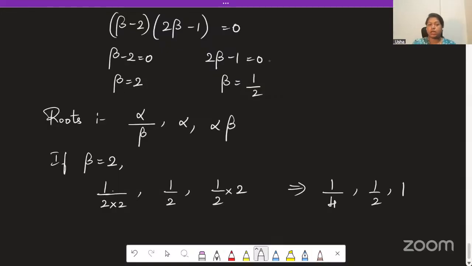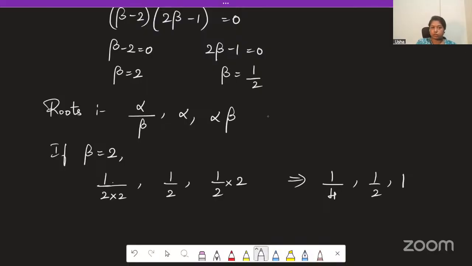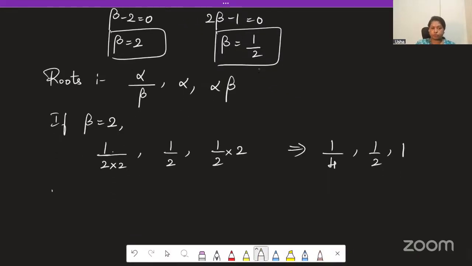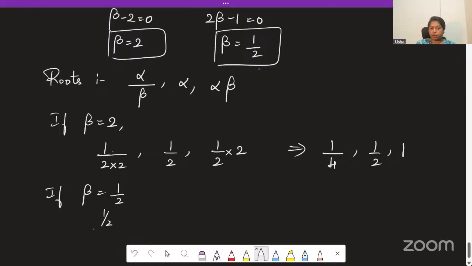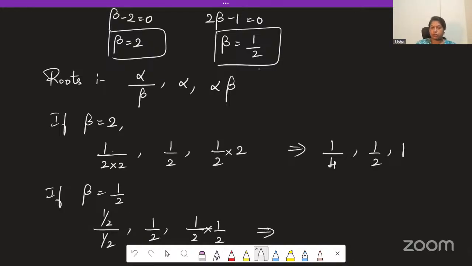These are the roots. If you take the other root, that is beta equals to half, same roots you will get in reverse order. If beta equals to 1 by 2, then alpha by beta, 1 by 2 by 1 by 2 gets cancelled. Alpha is 1 by 2. Then alpha into beta, alpha is 1 by 2 into beta is also 1 by 2. This gives you 1, comma 1 by 2, comma 1 by 4. Same roots, you will get it in the reverse order.